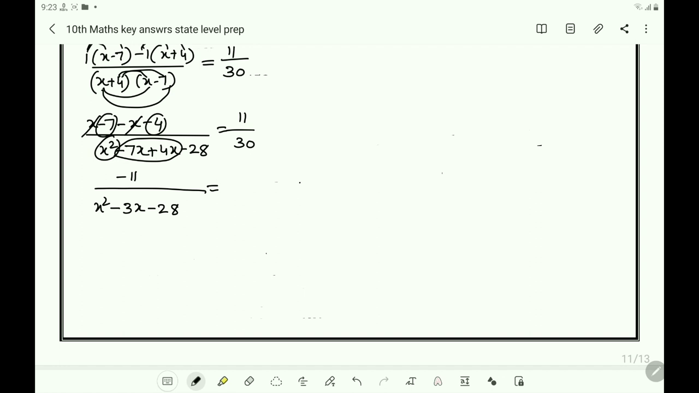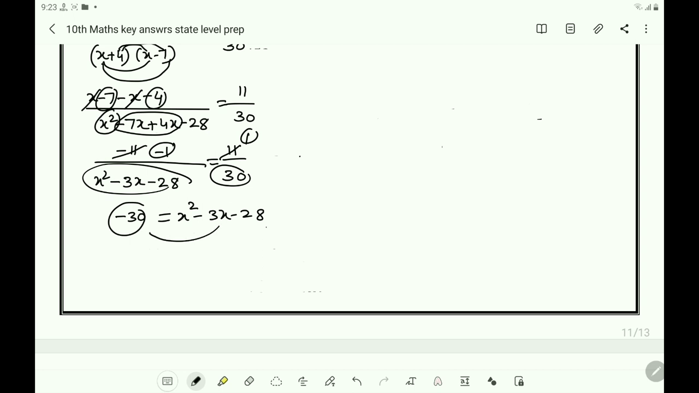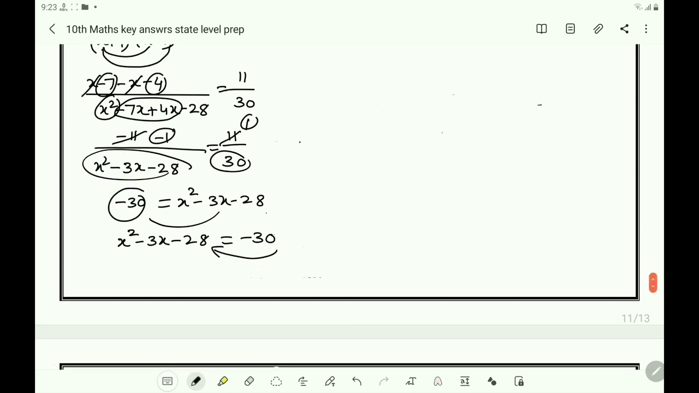Minus 28 equals 11 by 30. Here you can cancel 11 ones are 11, minus ones are minus 11. Do the cross multiplication. Minus 1 into 30 is minus 30 equals 1 into this x square minus 3x minus 28, that becomes x square minus 3x minus 28. Now interchange LHS and RHS, that is also okay. x square minus 3x minus 28 equals minus 30, and transfer this to get the form of x square plus bx plus c equals 0. Transfer this to the LHS, that becomes x square minus 3x minus 28 plus 30 equals 0.